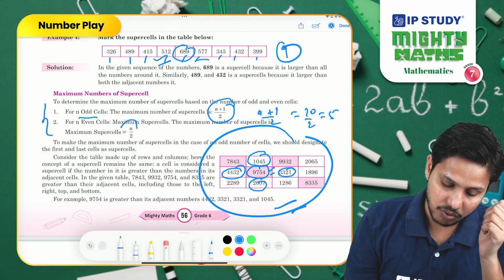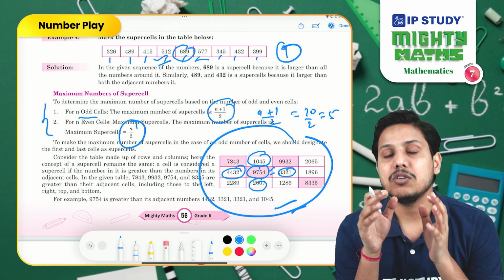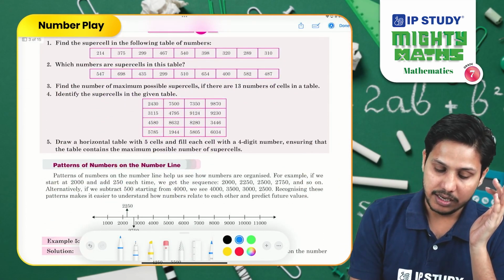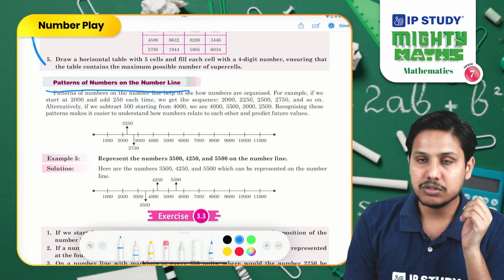Similarly, there is a rule for even number of cells also. Clear, children? So this is the concept of supercells that you can go through and solve this example or questions given over here. Now, patterns of numbers on the number line.